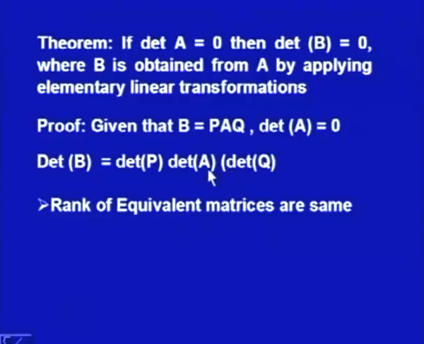So, if determinant A is equal to 0, then after applying linear transformation determinant B is also 0. If it is non-zero, then this will also be non-zero. So, the ranks of equivalent matrices are the same.